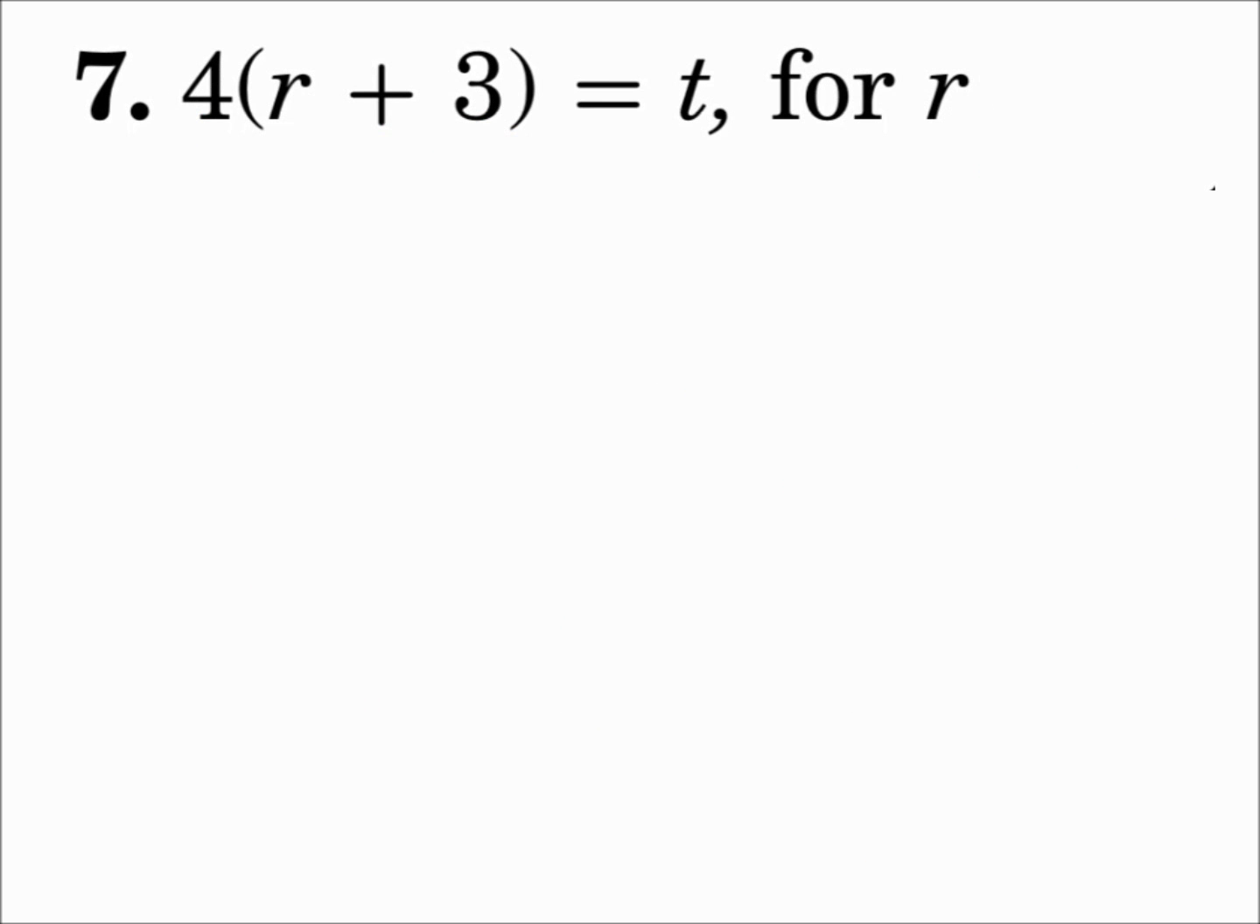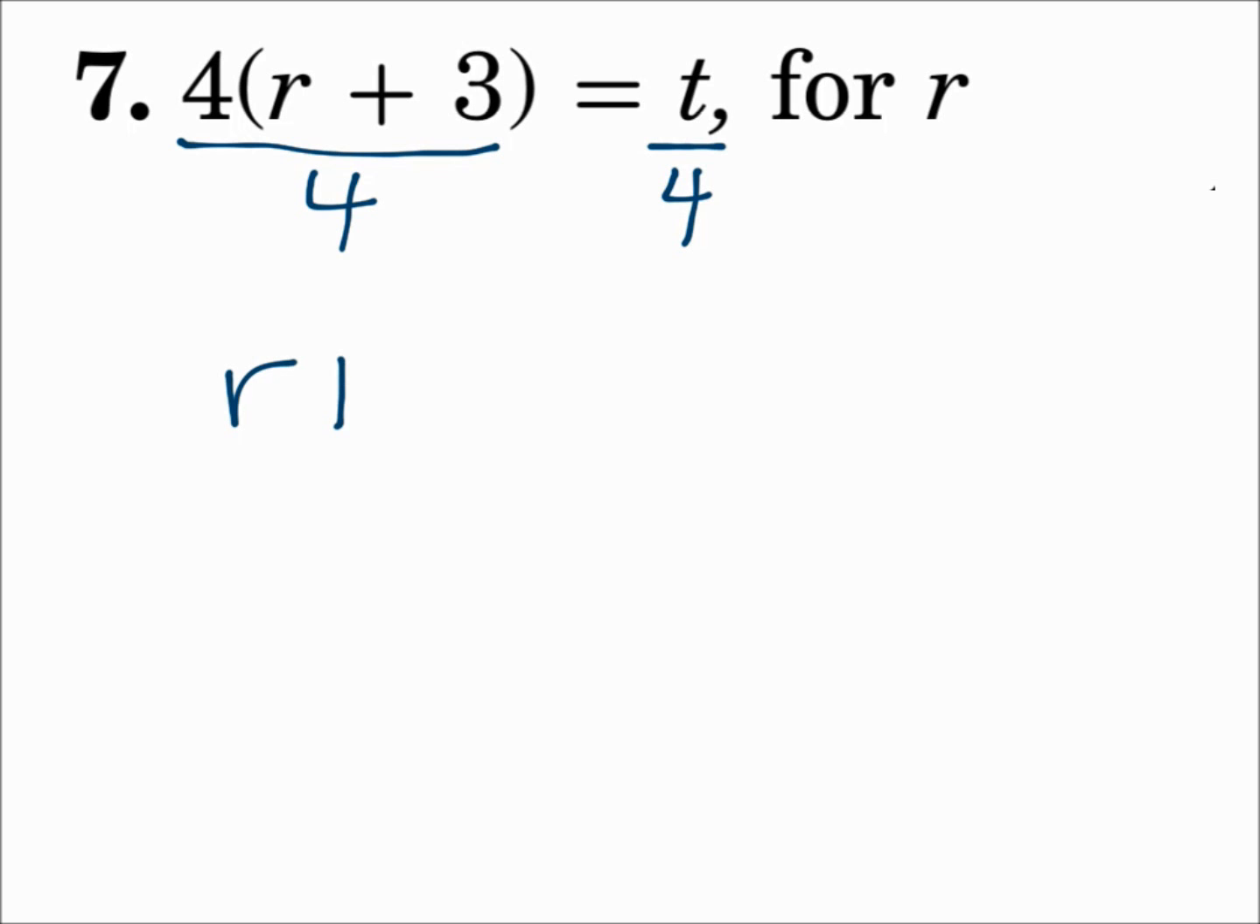Number 7, 4 times the quantity r plus 3 equals t. Solve for r. The r's are all on one side of the equal sign. And notice, here's another one where the variable we want is inside a quantity, and there's something times that. The 4 is times that. Do the opposite and divide both sides by the 4 to move the 4.